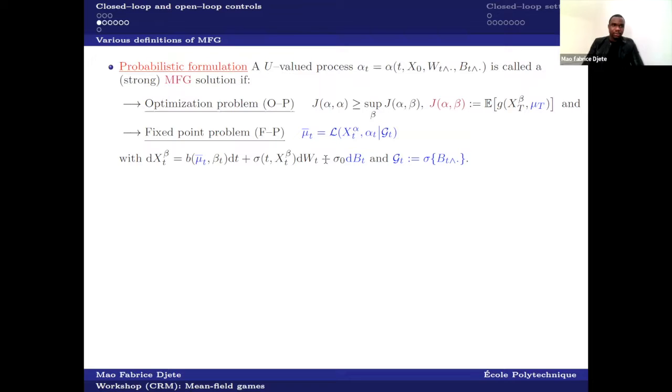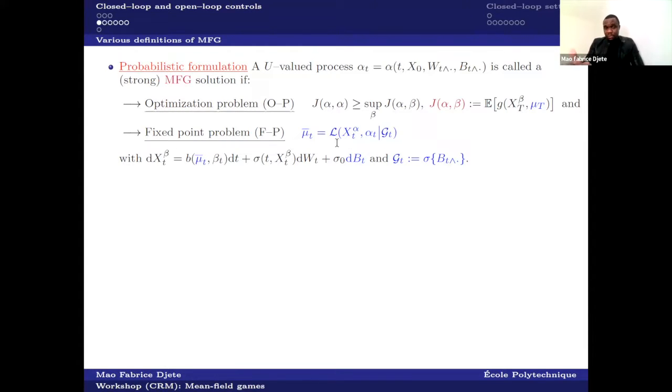So first of all, there is an optimization problem. It's this one. And there is the fixed point. It's kind of natural and standard, so I don't want to take a lot of time here. The main point here, why we call it strong, is essentially because, first of all, the control considers the initial position and the Brownian motion.